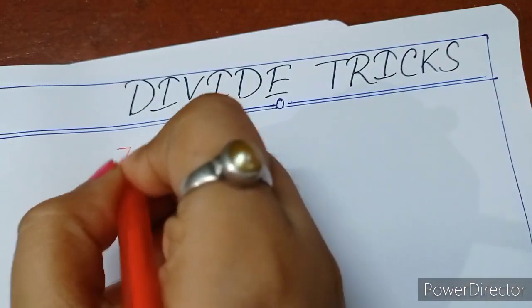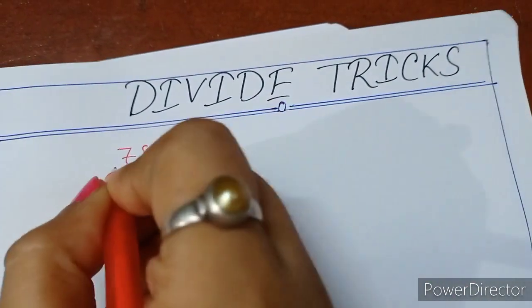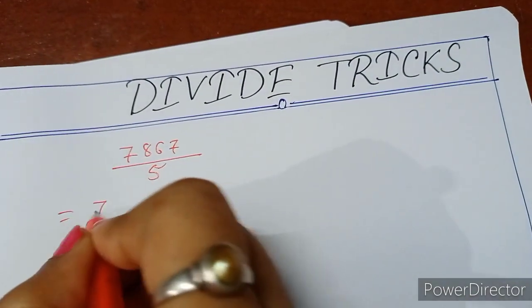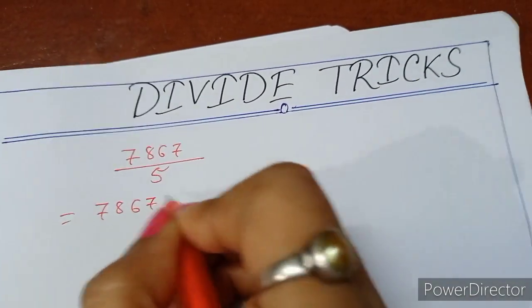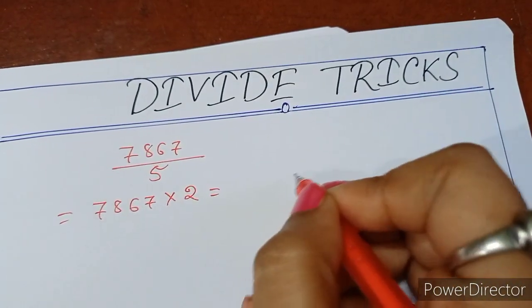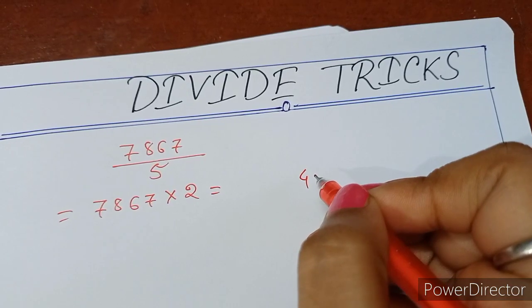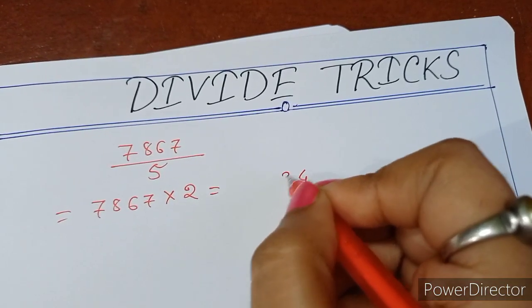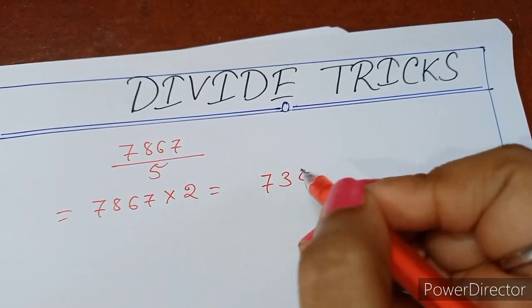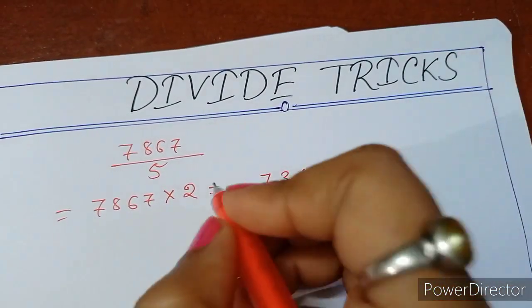Friends, today we learn a division trick, but we don't do any division. So let's start. Suppose 7867 by 5. We don't do any division. We just multiply 7867 into 2. It gives 7 twos are 14, 4, 1; 6 twos are 12, 1 is 13, 3, 1; 8 twos are 16, 1 is 17, 7, 1; 7 twos are 14, 1 is 15.